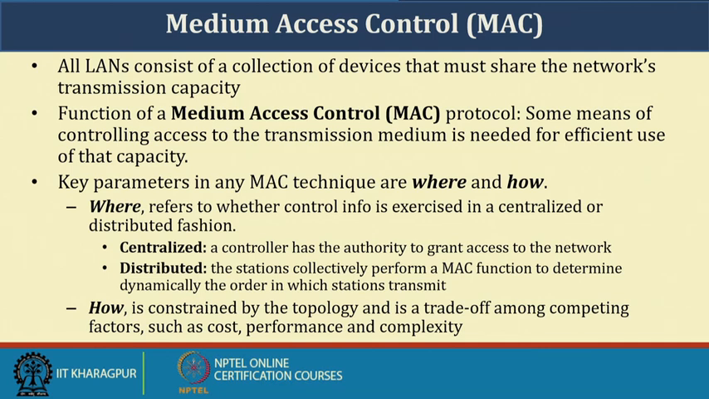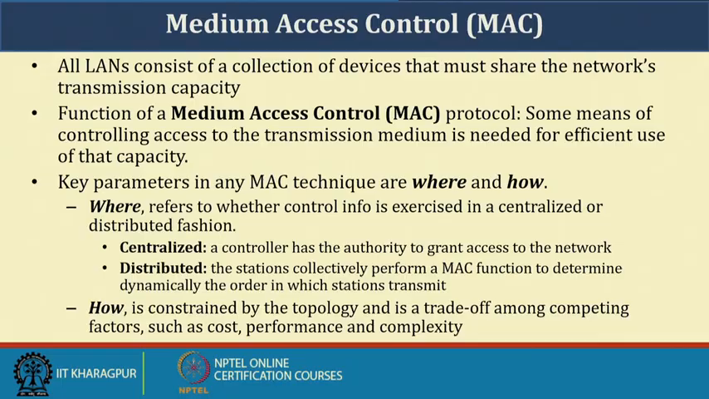The function of a medium access control protocol is some means of controlling access to the transmission media, needed for efficient use of the capacity. So, what is the basic function of the protocol? There is a controlling mechanism so that it can transmit through this shared media, or multiple access type of media, and the media is maximally used. That means the available bandwidth can be used to the maximum.